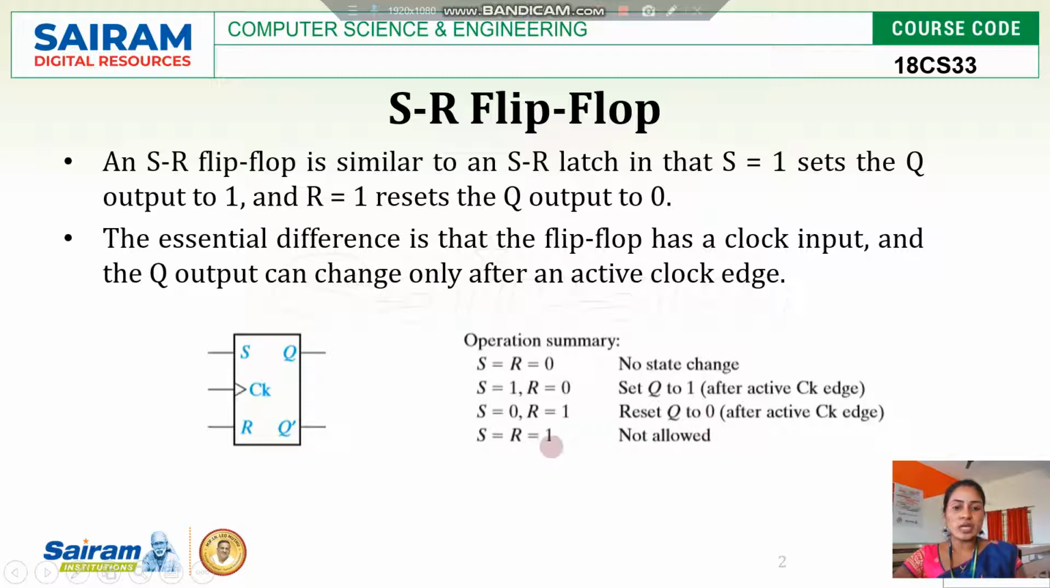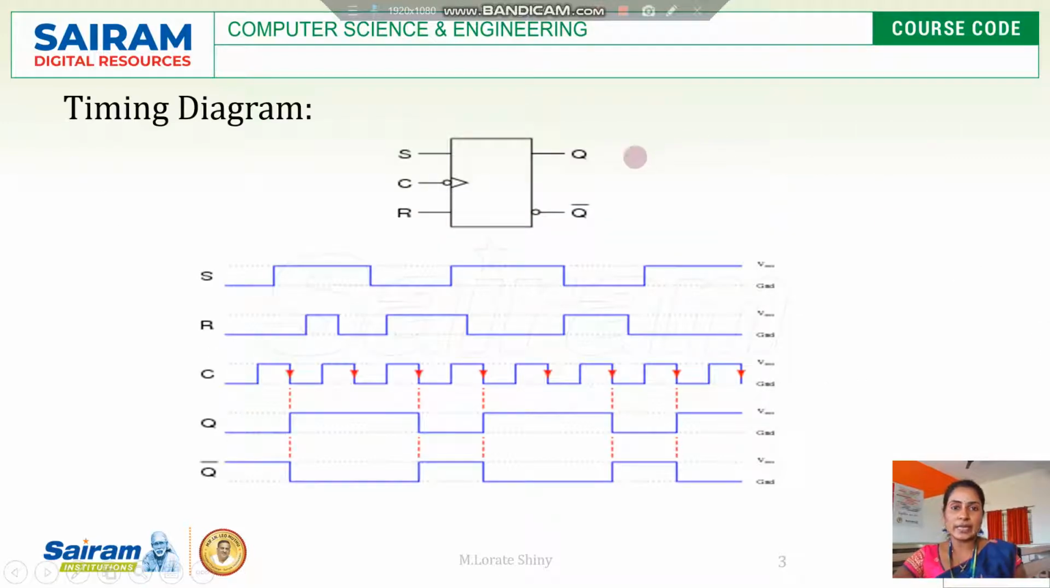Whenever both the inputs are 1, this input condition is not allowed, because Q and Q bar you will get 0 and 0. It should not be 0 and 0. Q bar should always be the complement of Q. So this input condition is not allowed in SR flip-flop as well as SR latch. Okay, now we'll see the timing diagram.